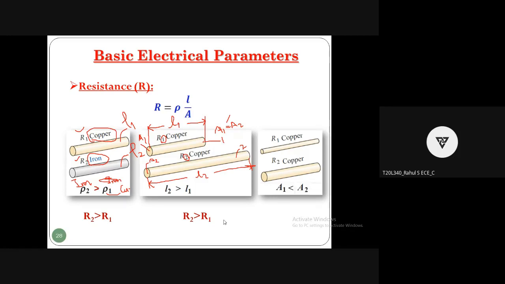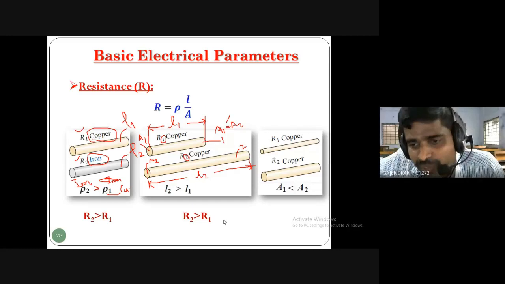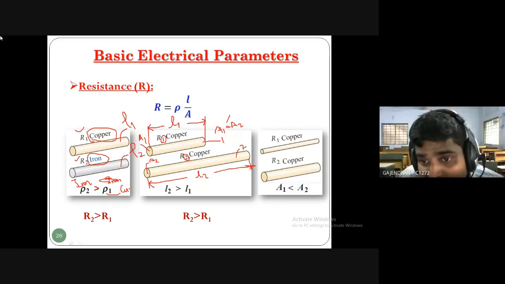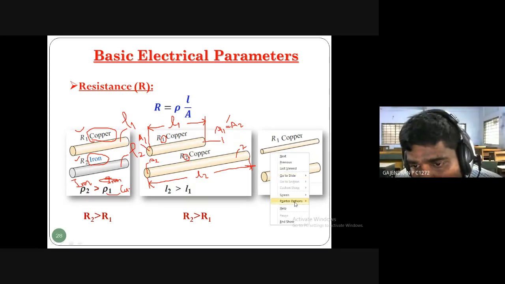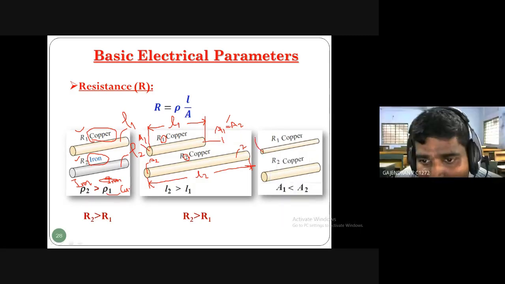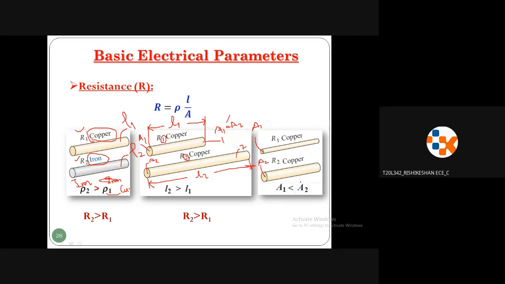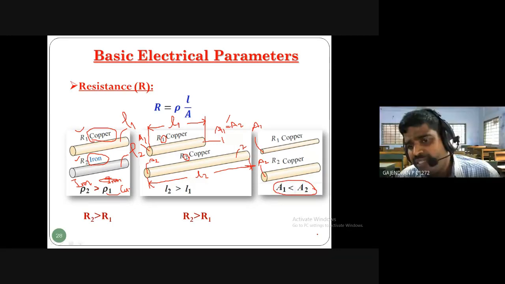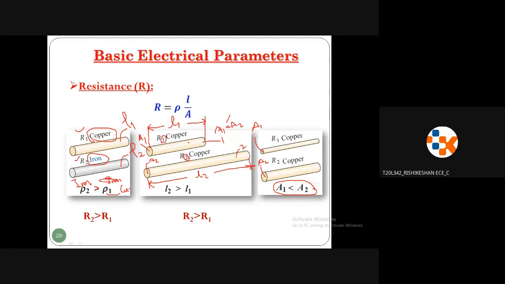Area of cross section in R1 is less when compared to A2, sir. Point number 1. Okay, listen. Area of cross section: first one is small. A1 is small, A2 is big. That is the thing they have mentioned here. What are the remaining things? Sir, is resistance proportional to length, and R is inversely proportional to A, sir.